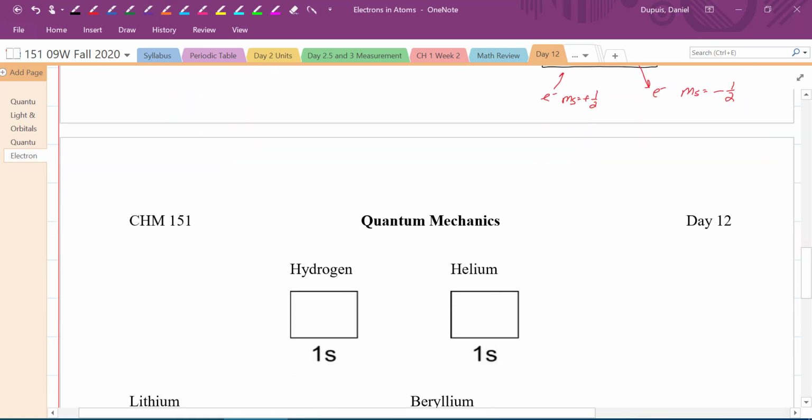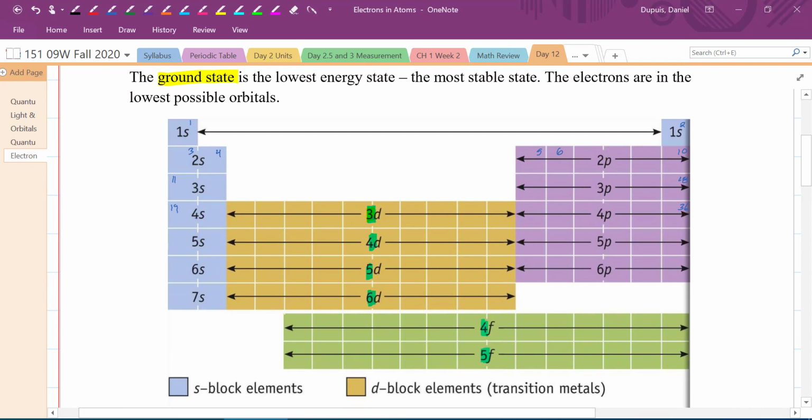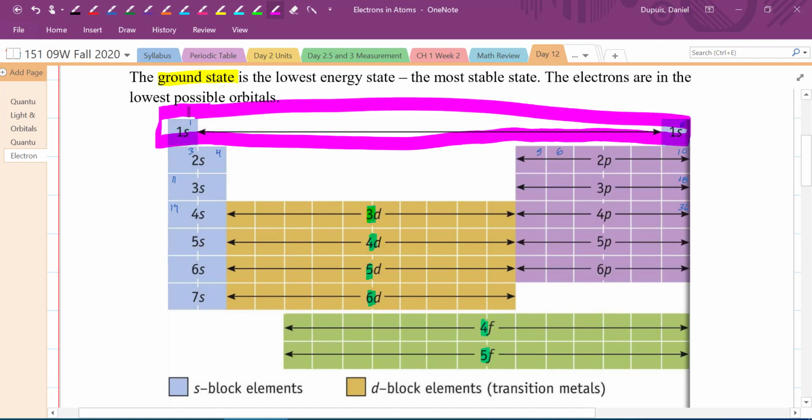So hydrogen and helium, they're 1s, right? And we saw that picture up here. They're in the 1s. Hydrogen and helium are 1s. Okay, 1s.